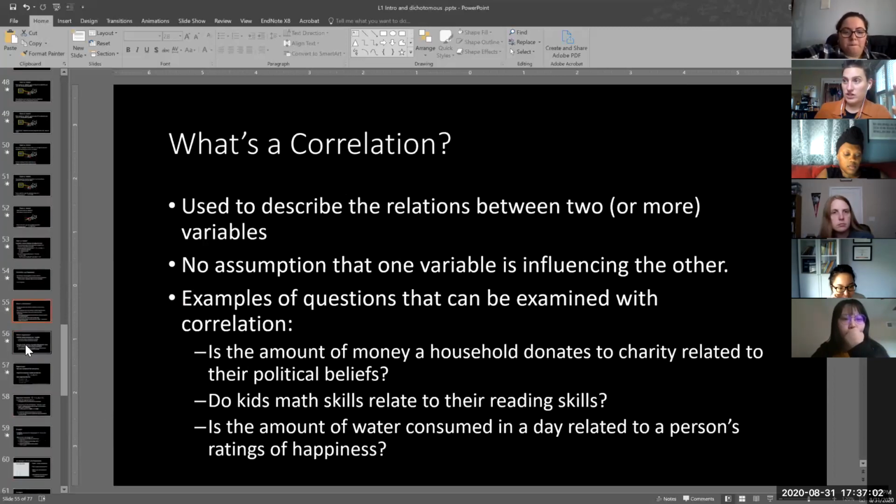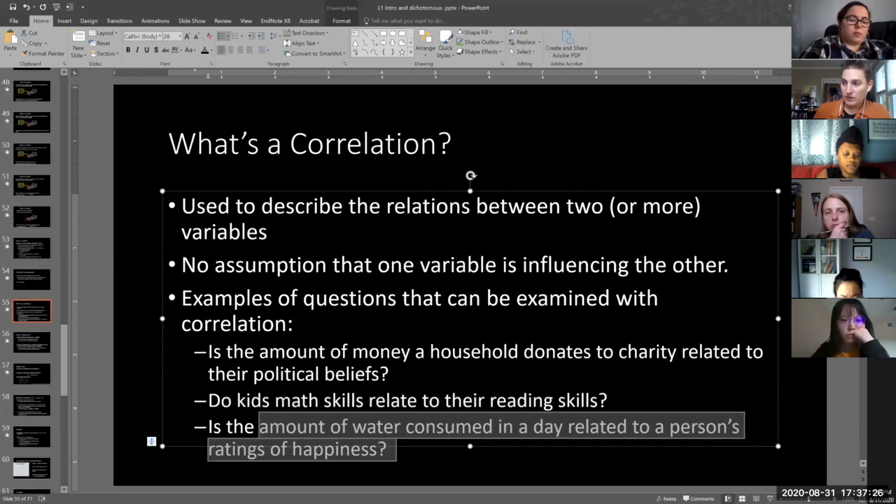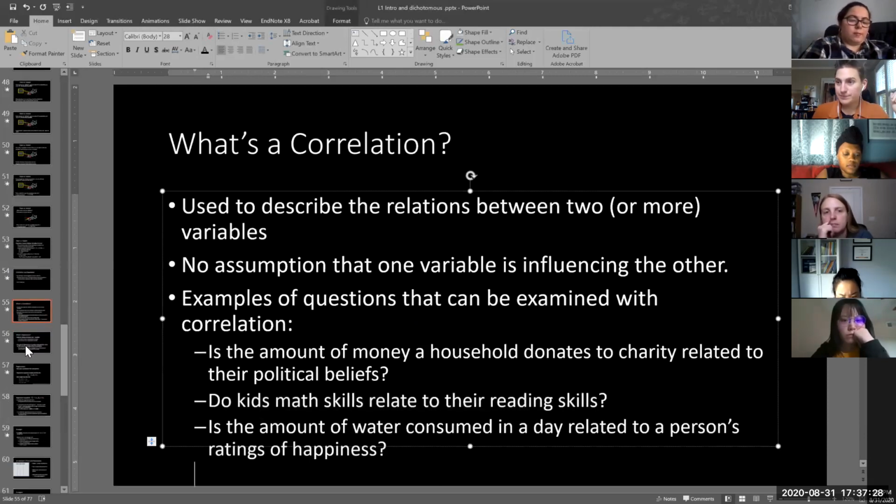So, backing up for a second, a correlation is any time we're describing the relation between 2 or more variables. There's no assumption that one variable is influencing the other. It's just that they are sort of happening around the same time. Here are some questions you could examine with correlation. Do kids' math skills relate to their reading skills? Is the amount of water consumed in a day related to how happy they feel?